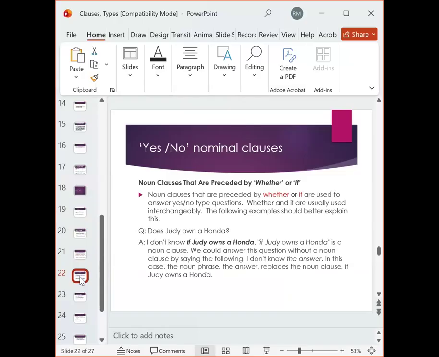Let's look at the yes or no. Now clauses that are preceded by whether or if are used to answer yes or no type of questions. Whether and if are usually used interchangeably. The following example should explain better. Does Judy own a Honda? I don't know if Judy owns a Honda.